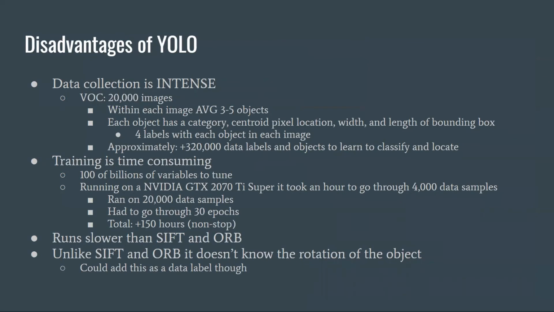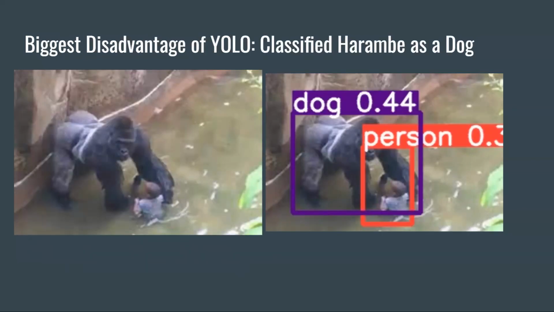So the disadvantages of YOLO are mainly that the data collection is very intense. Here are all the statistics of what data set we used. It's also hellaciously time consuming in training. Running on a GPU, it took over 150 hours. With SIFT and ORB, it basically does all the, quote unquote, training by just giving it a test image. But by far the biggest disadvantage that isn't on this list is that it classifies Harambe as a dog.